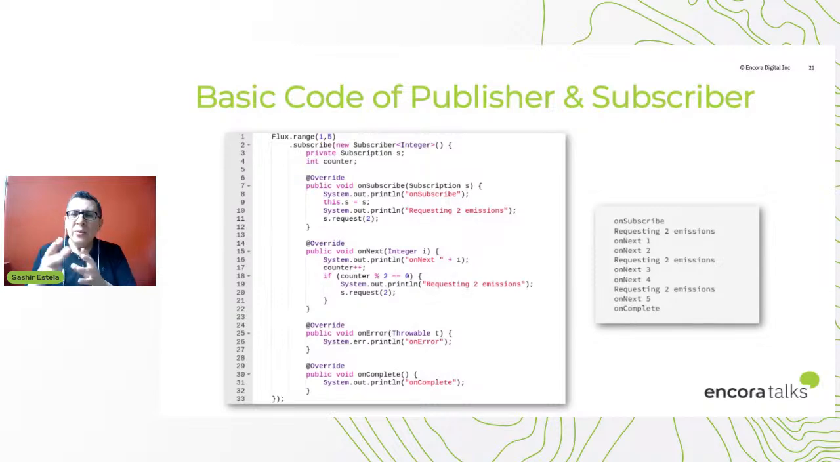Okay, so on the right side we can see the call stack, the sequence of calls. At the beginning we have the on subscribe. After that we have the requesting to emission, the call to the back pressure, the on next for the first and the second items. After that, another call to the request, the third and the fourth on next calls, a third requesting call, finally the last on next call, and the on complete at the end of the flow.